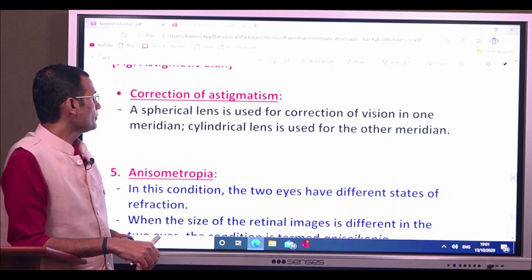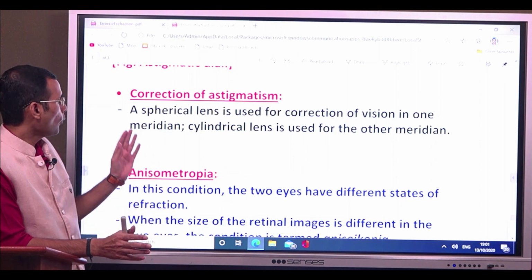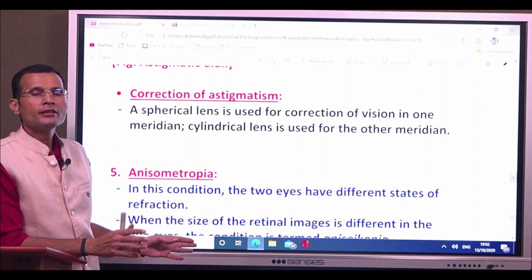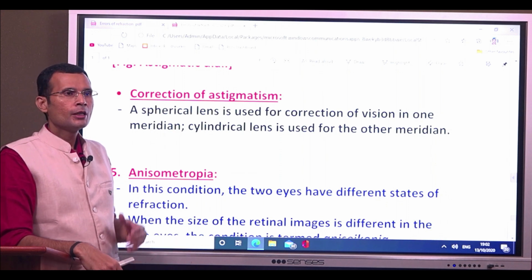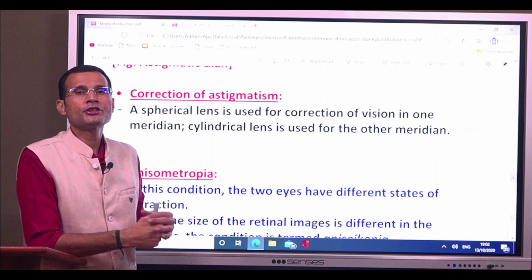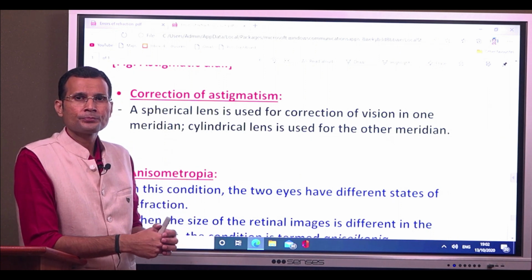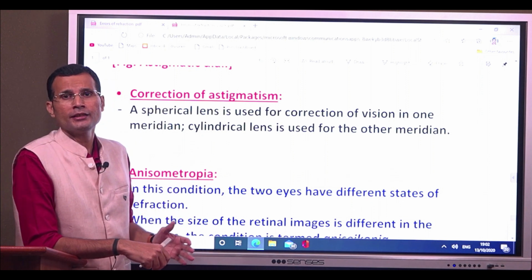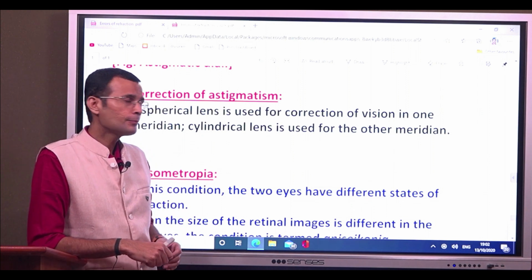Correction of astigmatism. A spherical lens is used for correction of the vision in one meridian and a cylindrical lens is used for correction in the other meridian. Please remember the lenses that we have mentioned so far, the concave lens and the convex lens, they are spherical lenses. The other type of lens is of course the cylindrical lens.